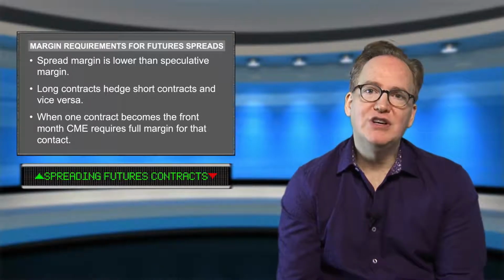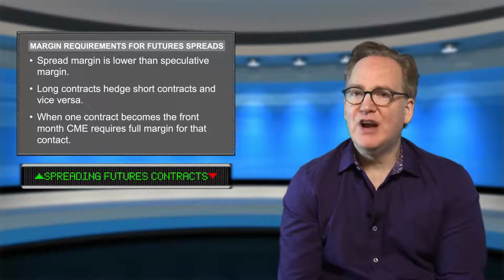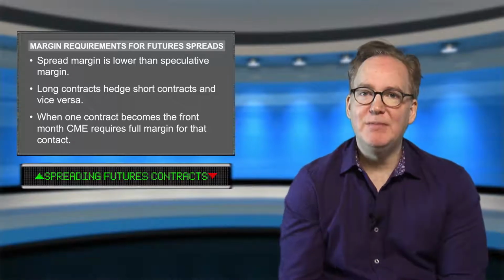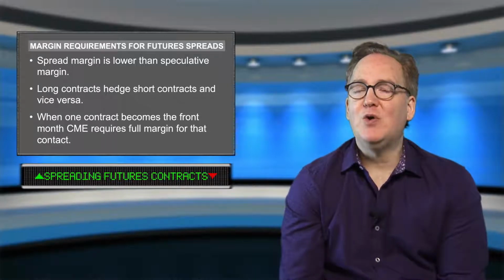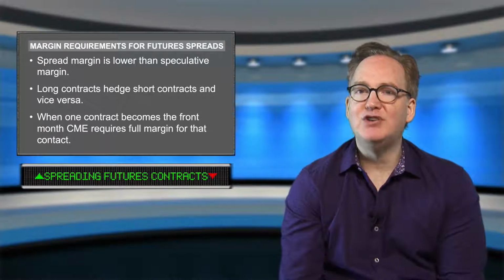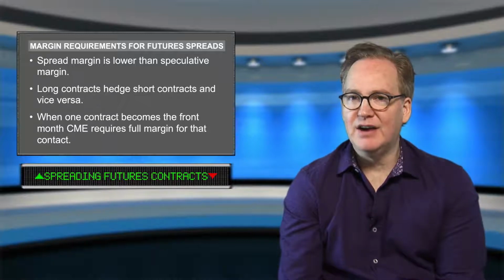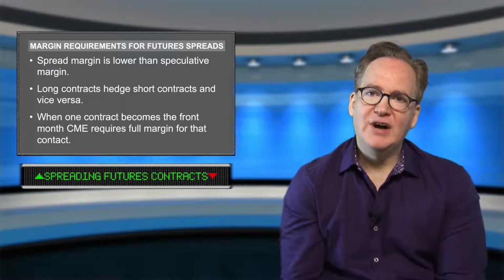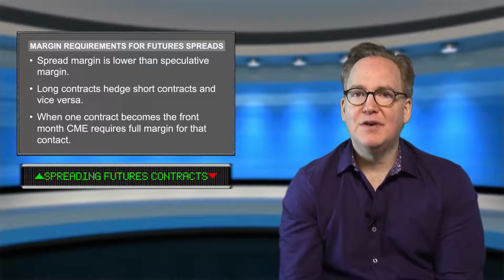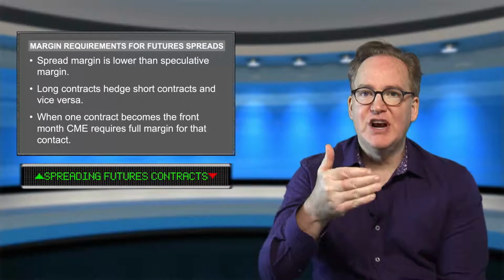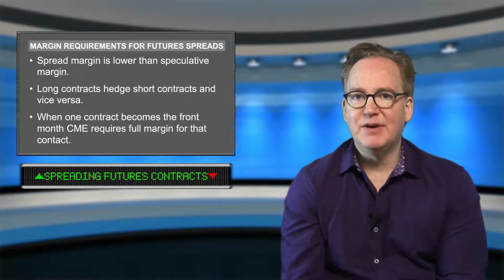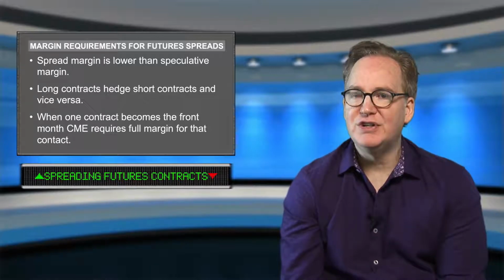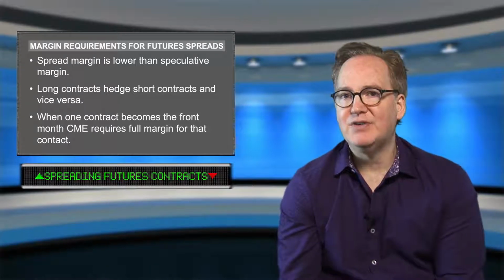Now, it's important to note that when one contract becomes the front month, that is the contract that is next for the delivery period, the CME requires the full speculative margin for that front month contract. Let me say that again. When one contract in the spread becomes the front month, that is the futures contract with the nearest delivery period, the CME requires the full speculative margin for that leg of the contract.